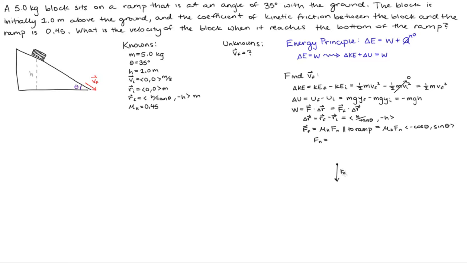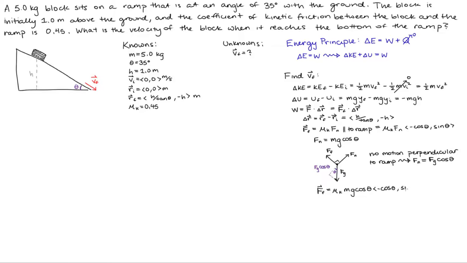Now we must find the normal force. Sketching a quick free body diagram, we have the force of friction, the normal force, and the force of gravity. We know that there is no motion perpendicular to the surface of the ramp, and therefore that the normal force is equal to the force of gravity times cosine theta. Thus, Fn equals mg cos theta. The force of friction is given by mu k mg cos theta times the vector negative cos theta in the x direction, sine theta in the y direction.